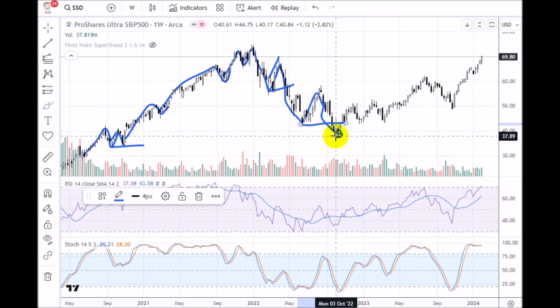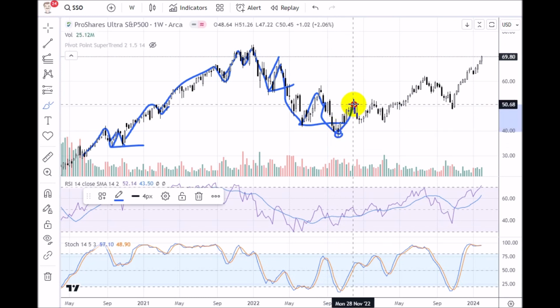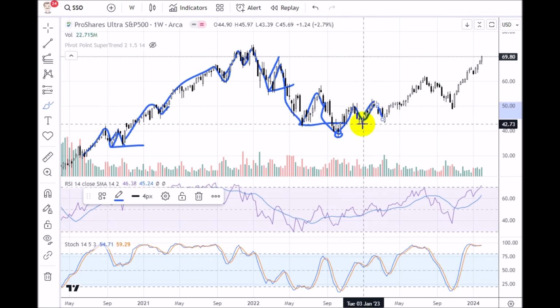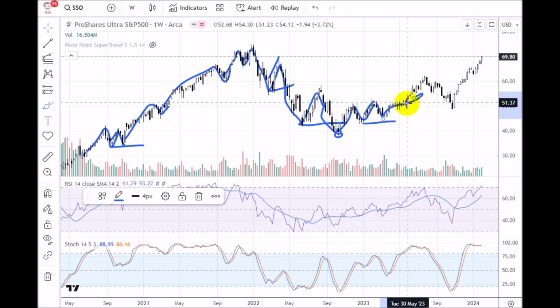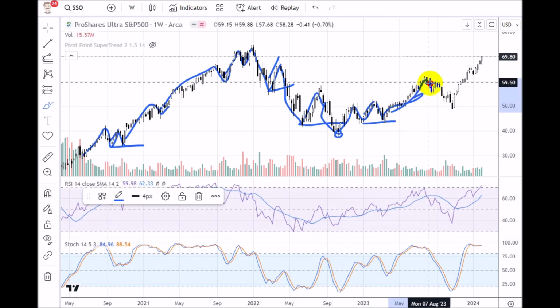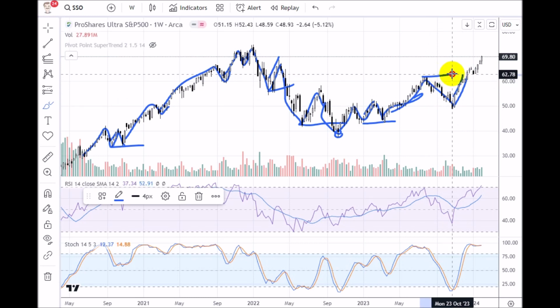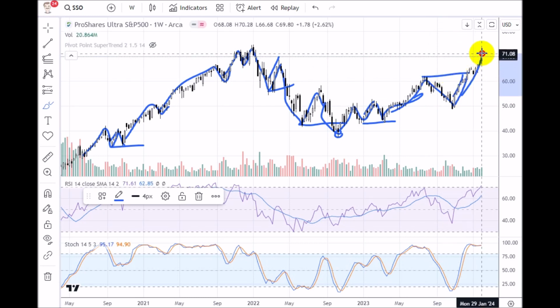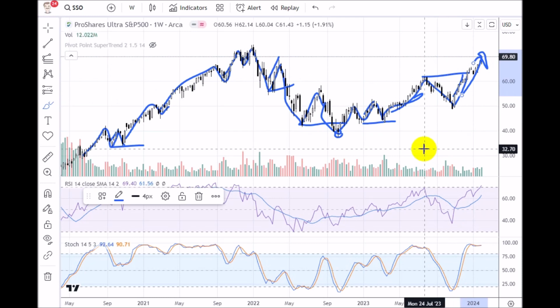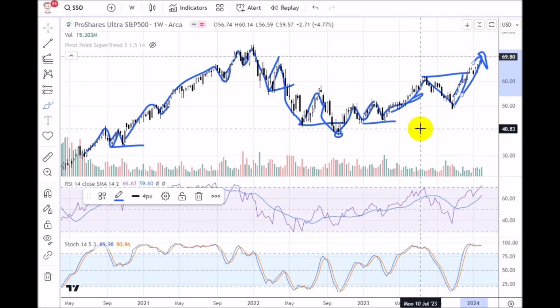So now as we move forward, here we have another flag, came down, did not break the low of the flag, found support, rallied higher, came over here, flag down, came back up, rallied up above this high, took it out, and we're now moving to the upside. So these speculative phase peak patterns work in the inverse as well.